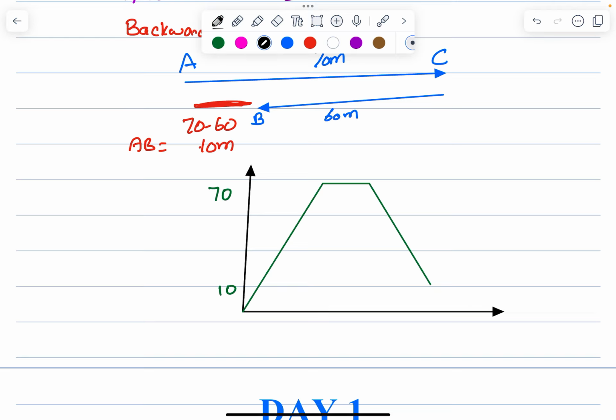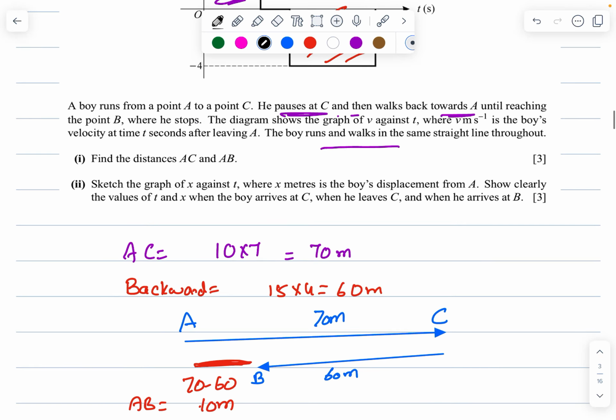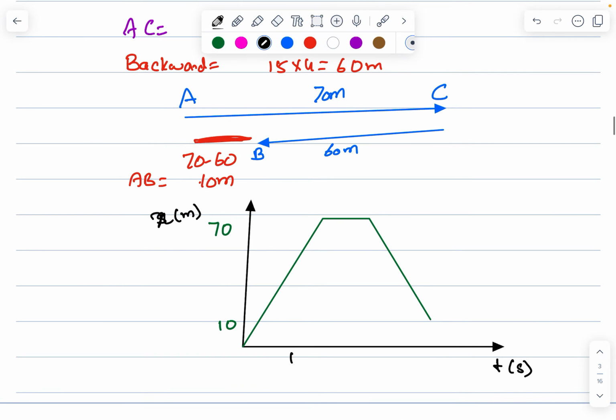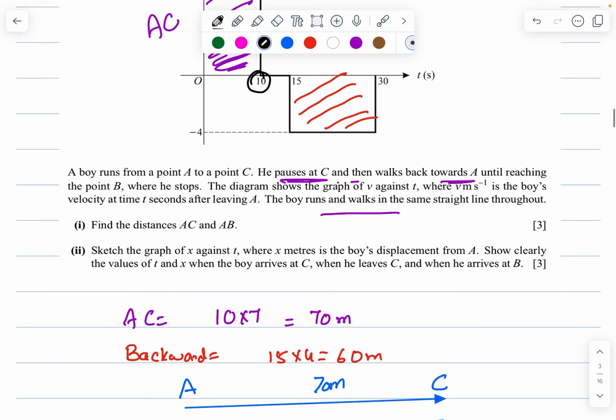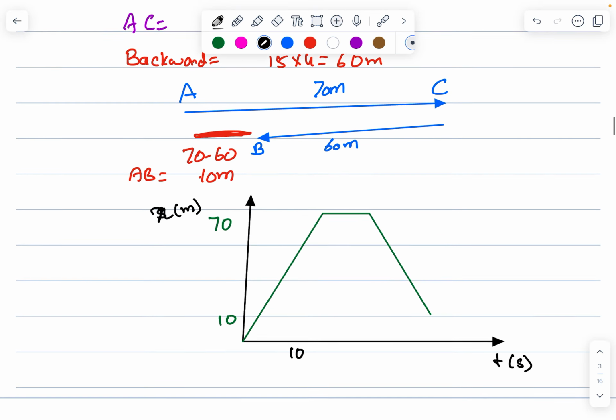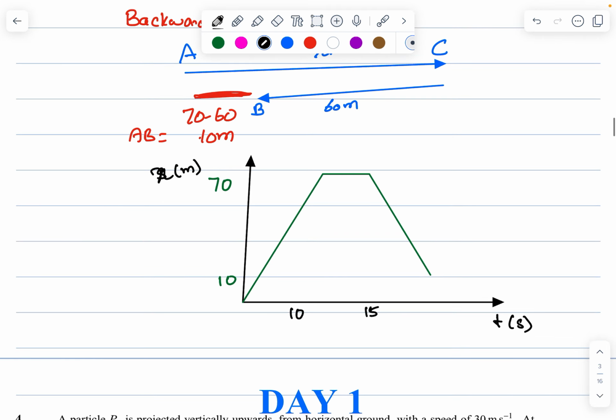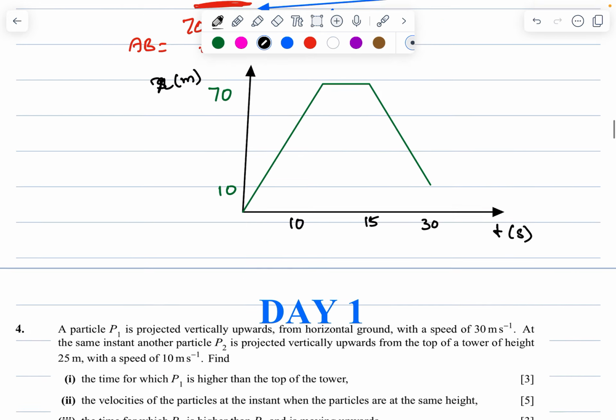Now we need to write the times also. This is time in seconds and this is the displacement, x, in meters. Now 0 to 10, how many seconds did he take to go? 10 seconds. So this is 10 seconds. Then 10 to 15, he is waiting. So this is going to be 15, and then 15 to 30, he is coming backwards. So this is going to be 30. This is how it is going to be drawn.